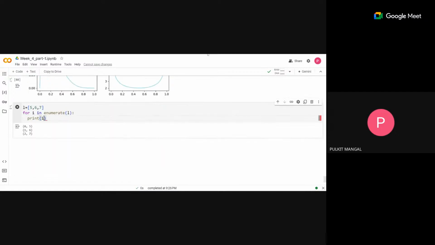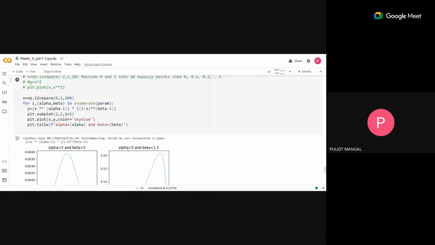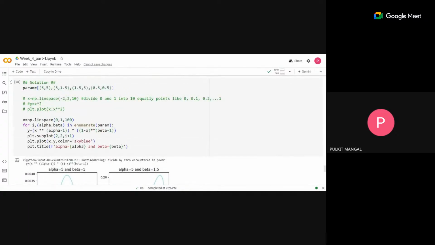If you see the output, it is giving the result in the form of a tuple, like 0 comma 5, where 0 denotes the index and 5 denotes the value at that index. That's what the enumerate function returns. If you go back, I have written it like i comma the tuple.